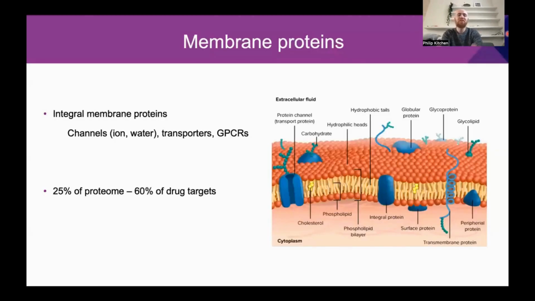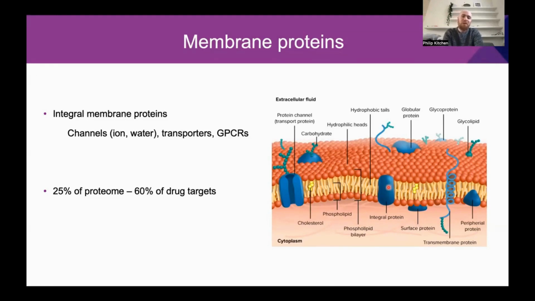So my lab's primarily interested in membrane proteins, which come in all different shapes and sizes. The ones that we're particularly interested in are these ones here and here, integral membrane proteins, which are inserted into the lipid bilayer. And primarily we're interested in channel proteins, so for ions and water, transporters, usually ATP directly dependent transporters, and G protein coupled receptors.